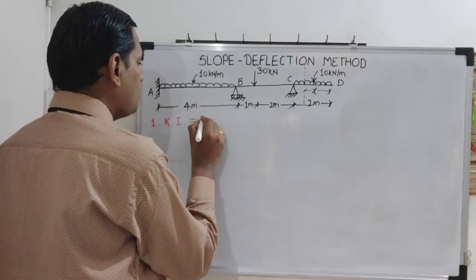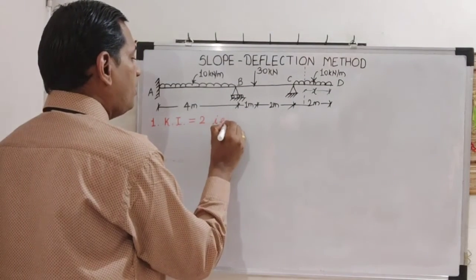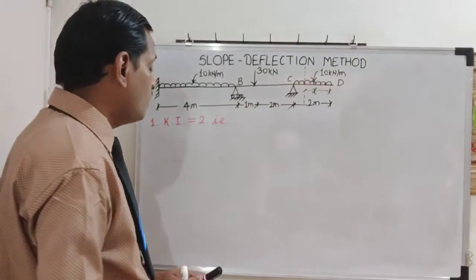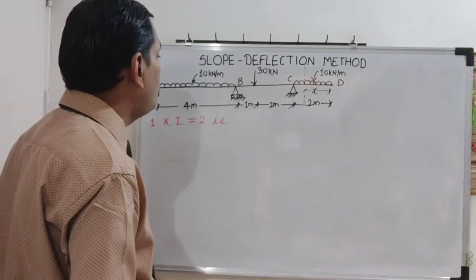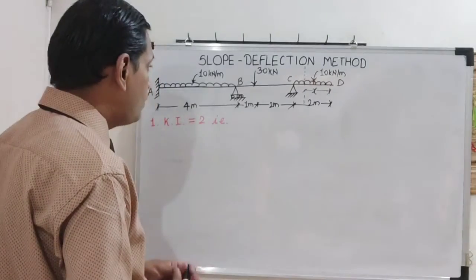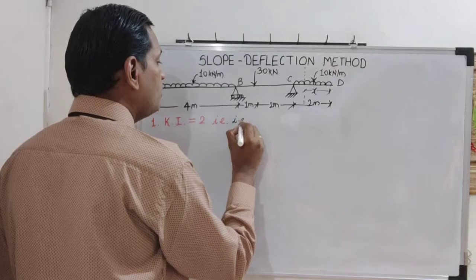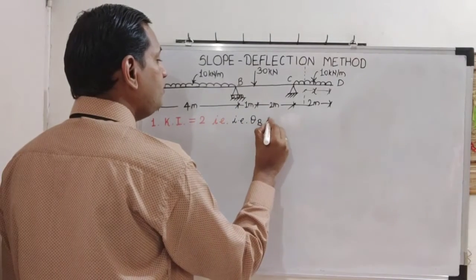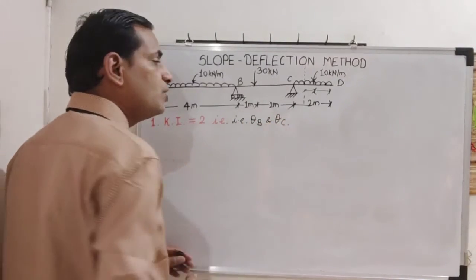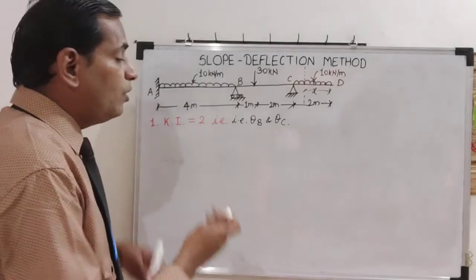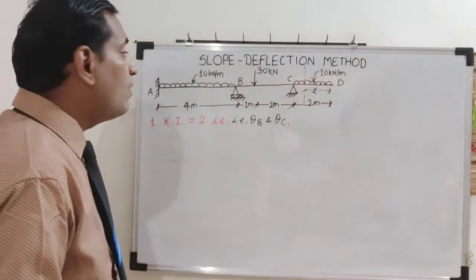As per the procedure, kinematic indeterminacy for this particular beam is 2, the number of displacement quantities. And which are those 2 displacement quantities in the beam? One is rotation of joint B, another is rotation of joint C. So these are the unknowns that we have first of all defined.